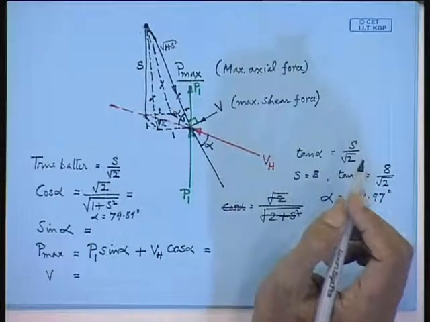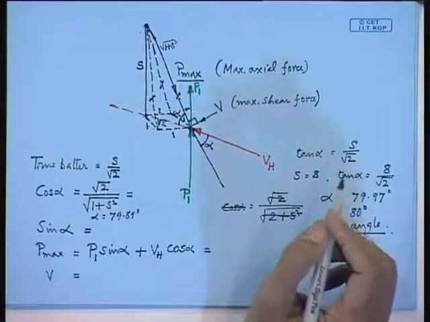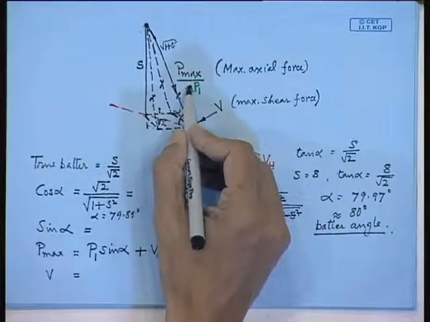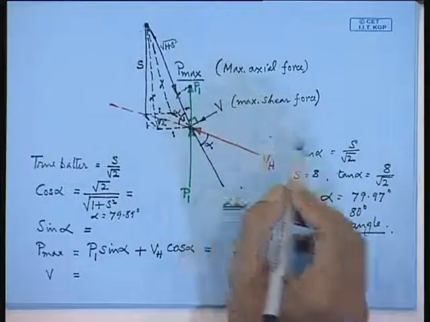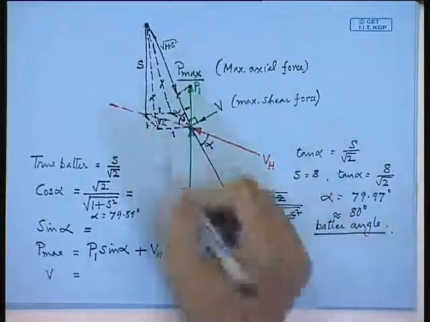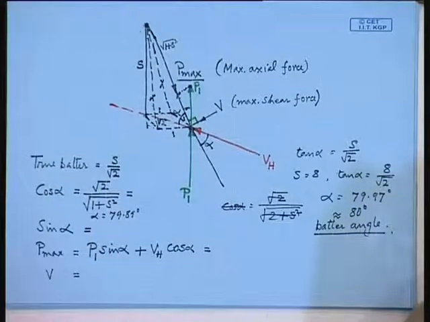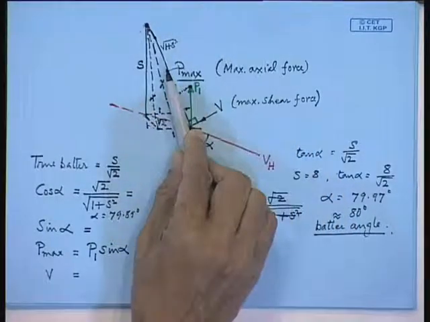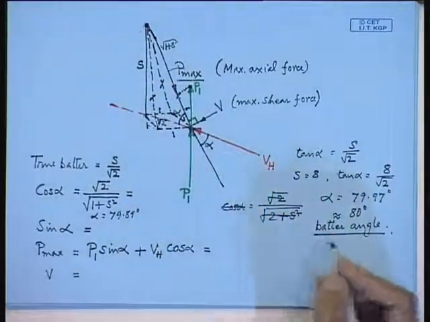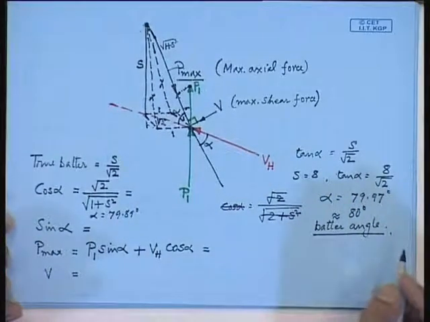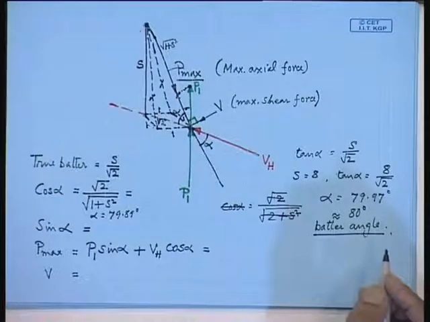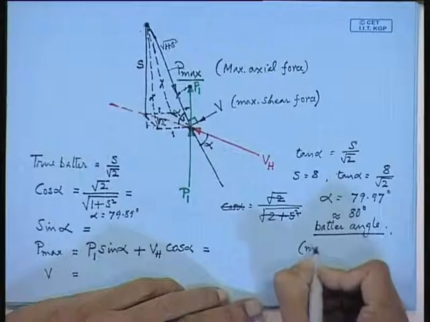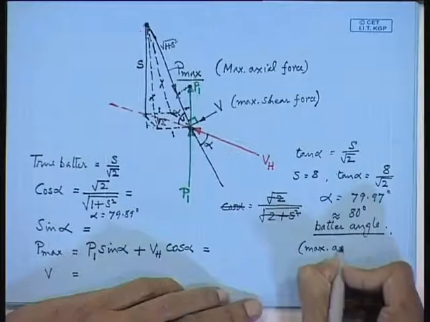You are taking components along vertical and horizontal. Further, you take component like this, component coming from P1 and component coming from VH. You add those two. So P1 cos alpha will be from here and VH is coming here. You add those two, vectorially it is added. See how much it comes. And next you calculate V. So this is your maximum axial force.